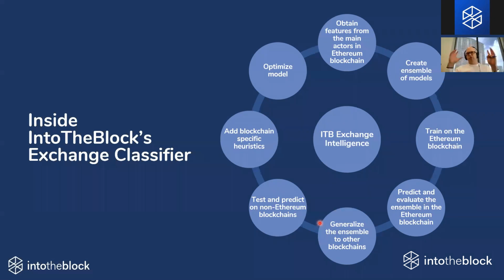So we generalized and assembled the model, it acquired knowledge, and it was able to go into the Bitcoin blockchain and apply that knowledge. Then we tested and predicted on non-Ethereum blockchains like Bitcoin, Litecoin and others. And then we added some specific heuristics, some hard-coded rules for some edge cases that we needed to optimize.